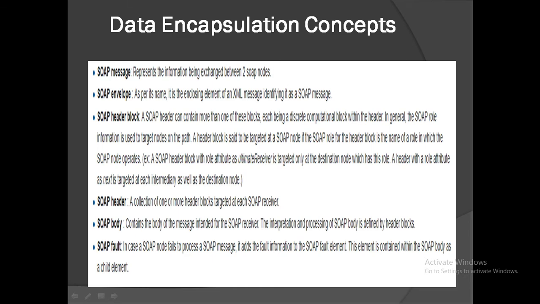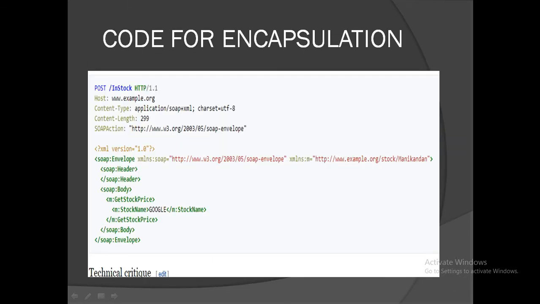The intention and processing of the SOAP body identifies header blocks. Then SOAP fault: in case a SOAP node fails to process a SOAP message, it adds the fault information to the SOAP fault element. The element is contained within the SOAP body as a child element. And later, there's some encapsulation code for SOAP. So this is the SOAP envelope encapsulation: xmlns colon soap, http W3 organization.